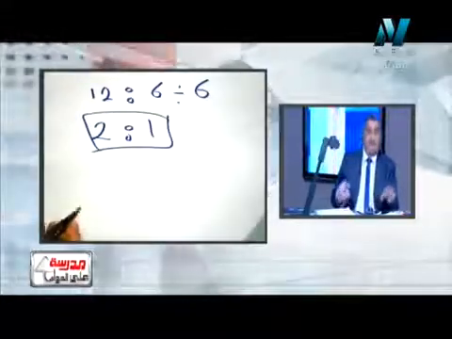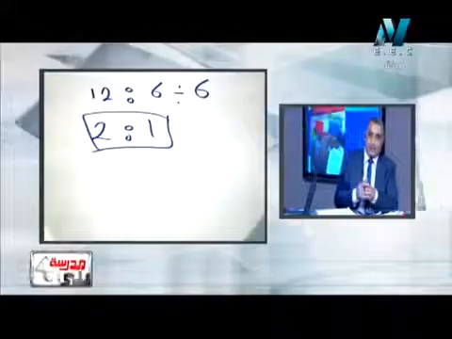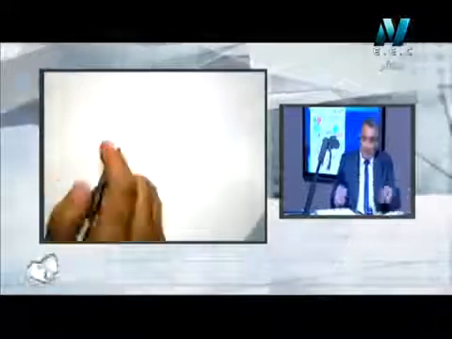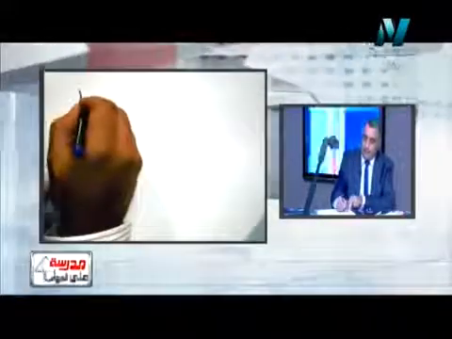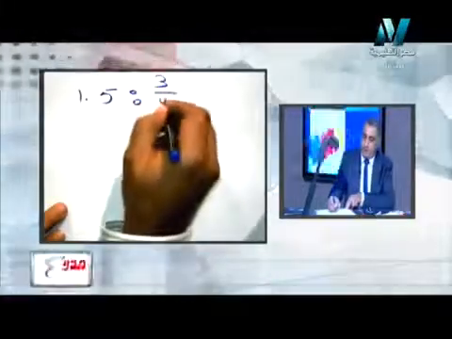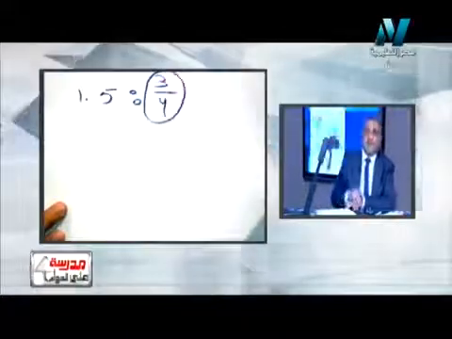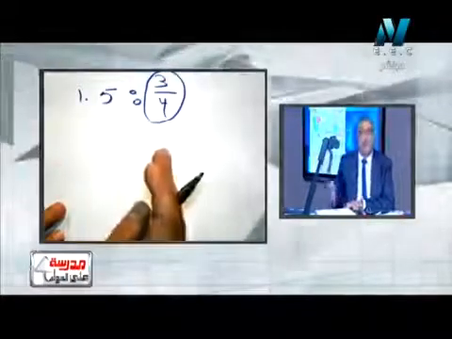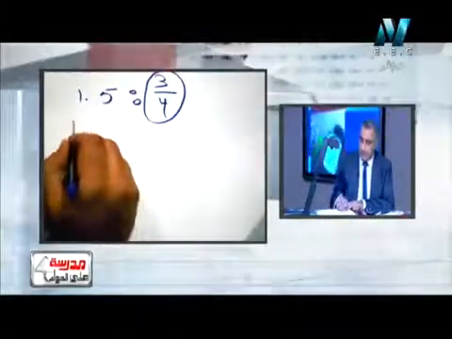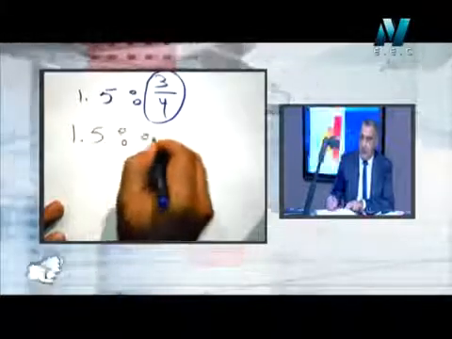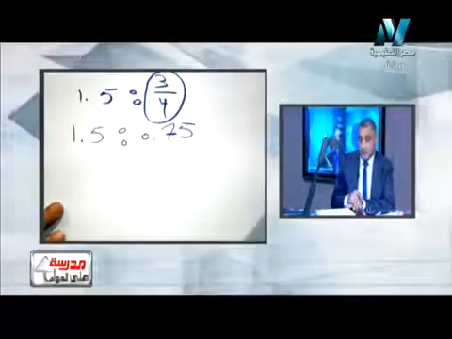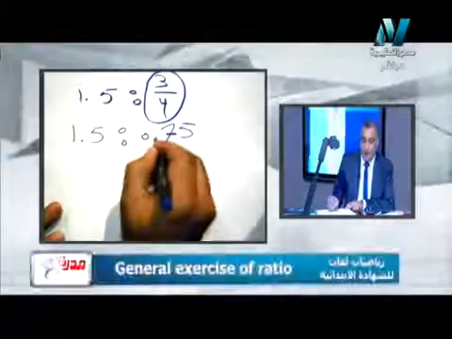In the first way, we convert the decimal form to a fractional form. But we can make the opposite operation. We have again 1.5 to 3 over 4. We can convert the fraction to a decimal form. 3 over 4 is 0.75, a famous fraction. So 1.5 to 0.75.